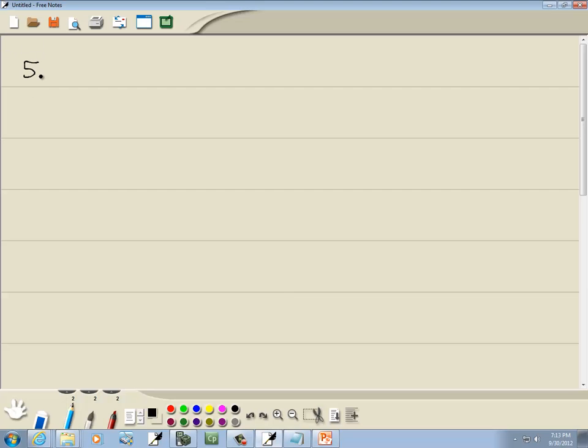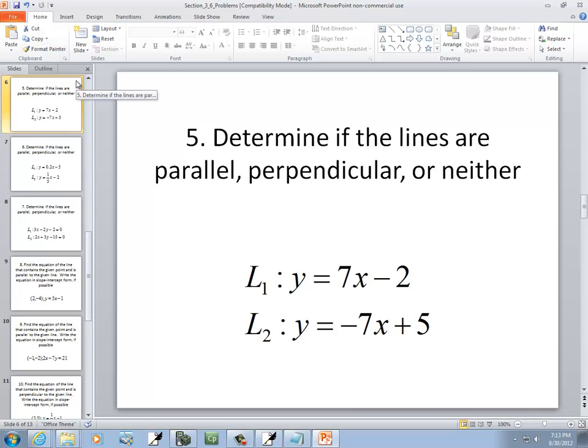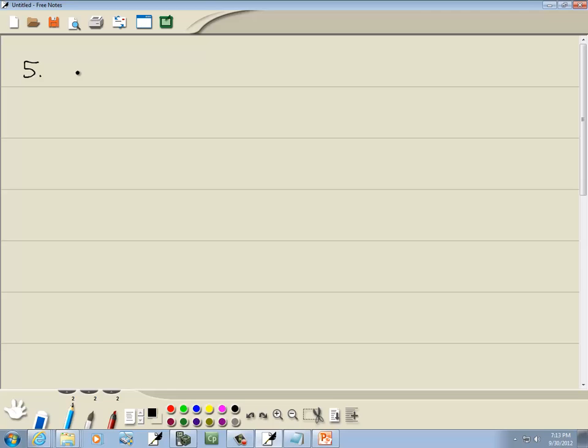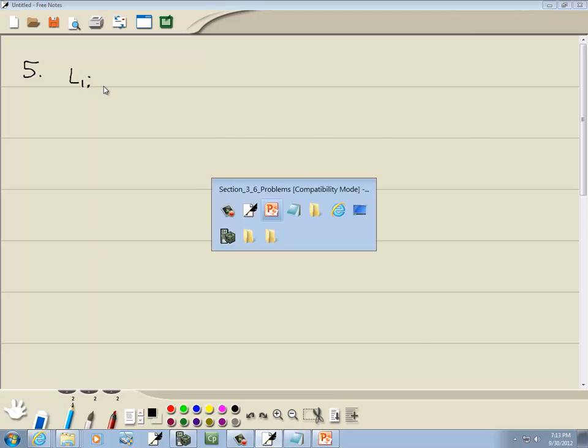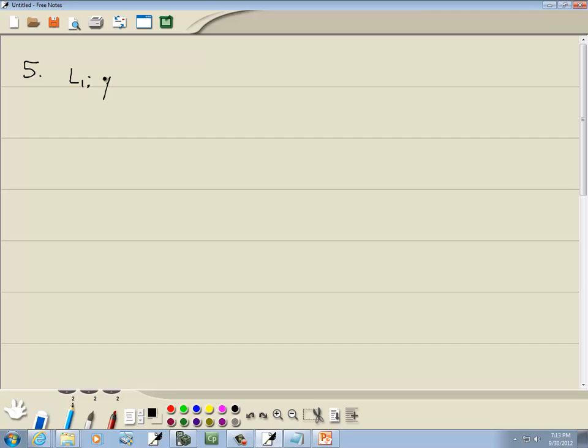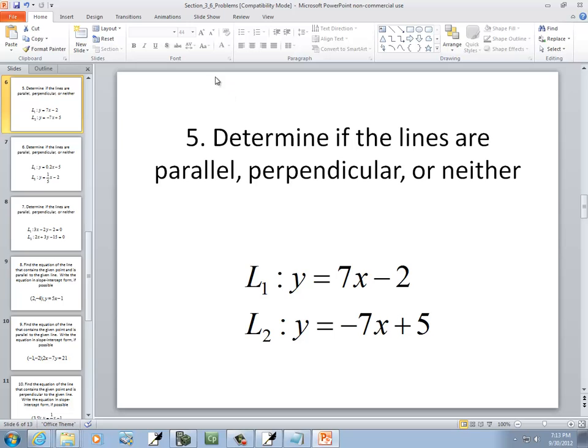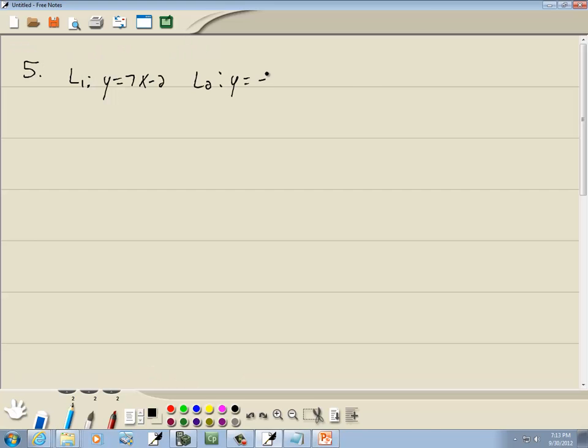And this builds upon what we've been talking about. It gives us two lines and says determine if the lines are parallel, perpendicular, or neither. So L1 is y equals 7x minus 2, and L2 is y equals negative 7x plus 5. Well, these two lines are already in slope-intercept form, so that's perfect. We'll identify our slope. Our slope's whatever's before our x. So here the m is 7, and here it's negative 7.